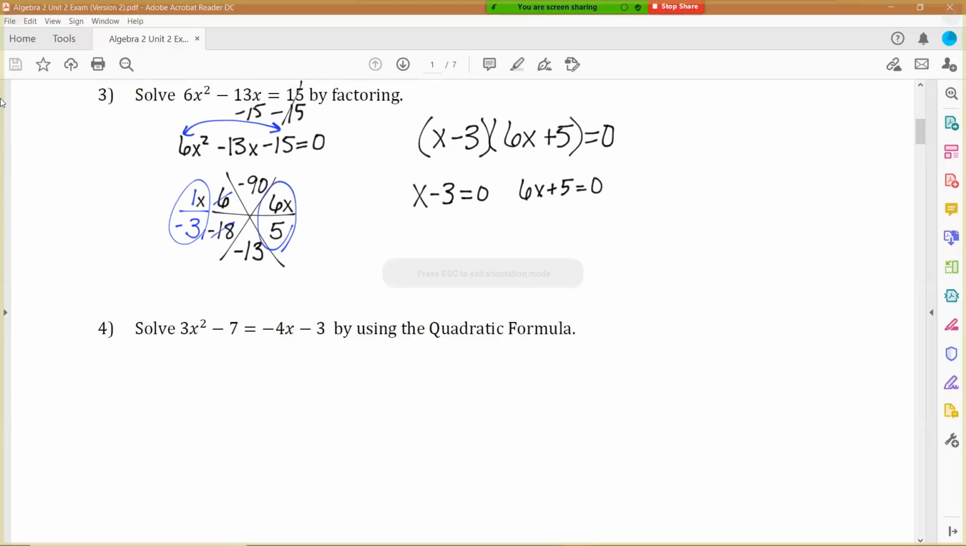So when I set them both equal to 0, for the first one, I get x equals 3. For the second one, I have 2 steps I need to work on. First thing I would do is subtract 5. That gives me 6x equals -5. And then I would divide by 6 to get x equals -5 over 6. I would leave it as -5 over 6. Instead of typing it in my calculator to get a decimal, just leave it as your answer. Questions on this one?